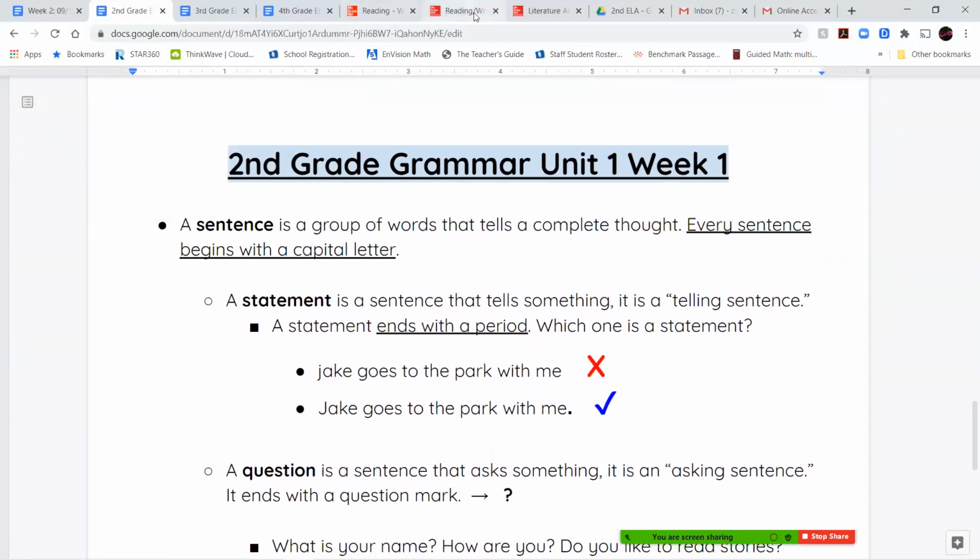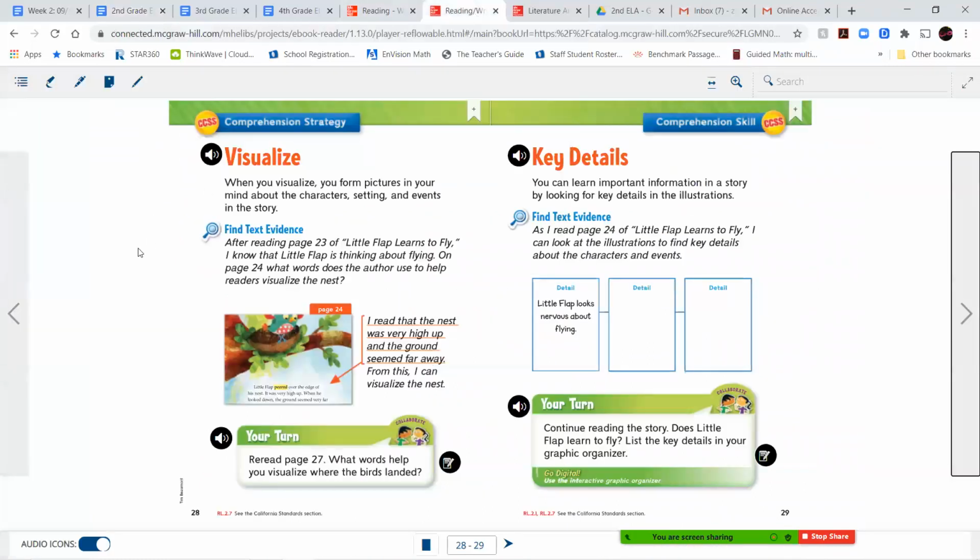Now we're going to go back to your reading and writing workshop, and we're going to talk about different comprehension skills and strategies, and we're going to talk about your vocabulary strategy. We're also going to go over what makes a fantasy story a fantasy. So we're going to talk about the genre or the type of story called fantasy.